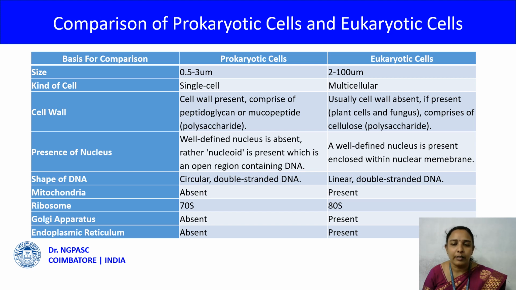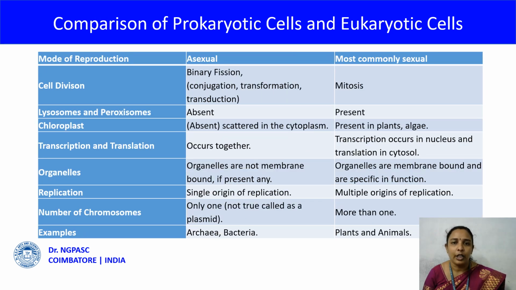Mitochondria is absent in prokaryotic cells, whereas it is present in eukaryotic cells. Ribosomes are 70S type in prokaryotes, whereas they are 80S in eukaryotes. The Golgi apparatus is absent in prokaryotic cells and it is present in eukaryotic cells. Endoplasmic reticulum is absent in prokaryotes and it is present in eukaryotes. The mode of reproduction is asexual in prokaryotes, most commonly sexual in eukaryotes.